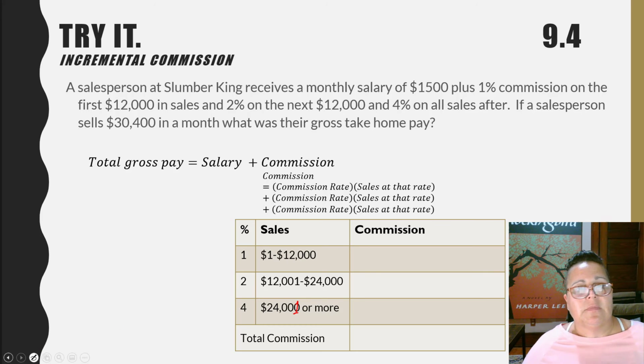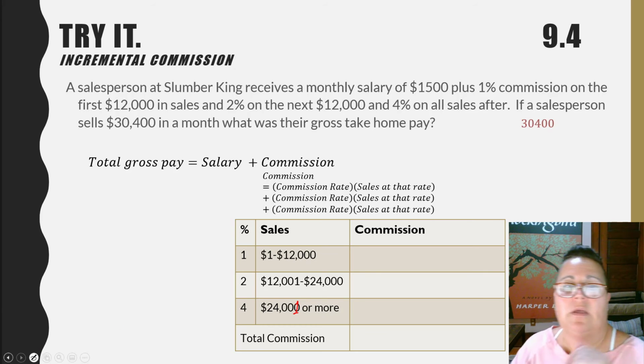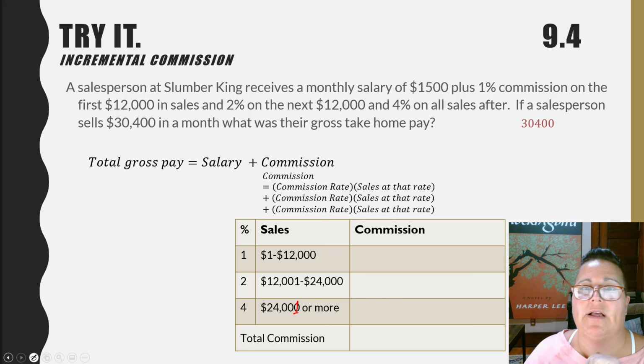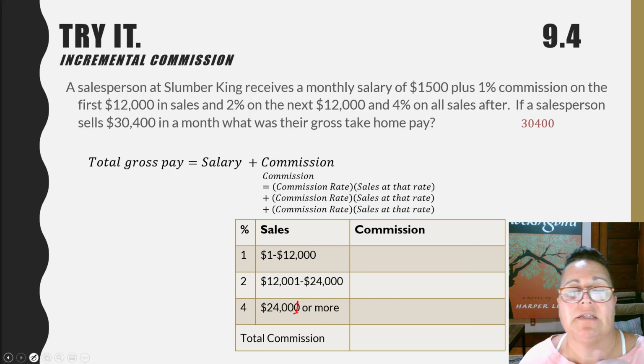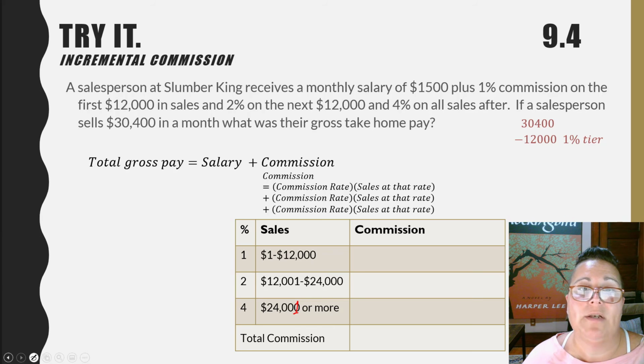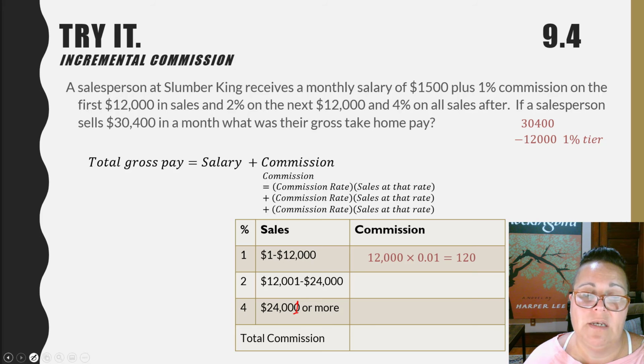All right, so $30,400 is the starting sales. We're going to take the first $12,000 off of there, and we're going to figure out the commission on that first $12,000. That's the 1% tier, so we're going to do 12,000 times 0.01 for $120.